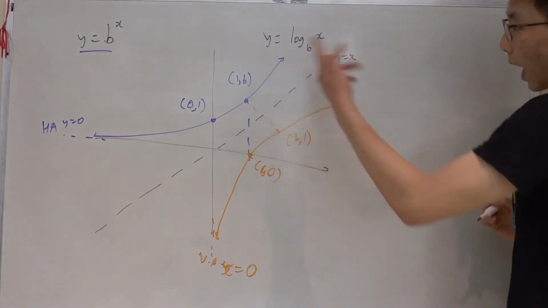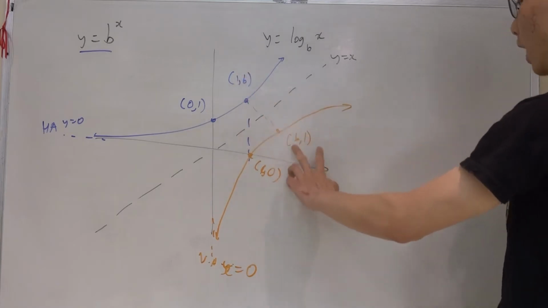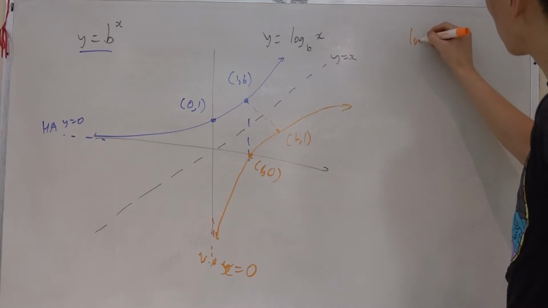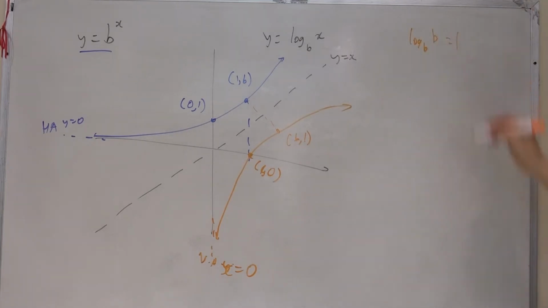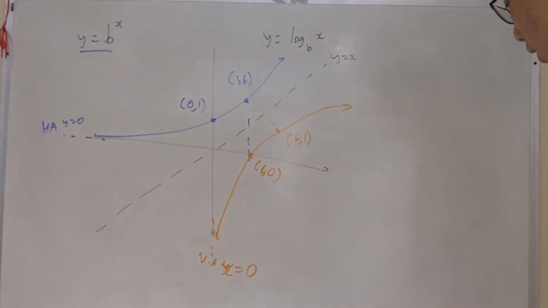You literally flip the x and y coordinates if you want the inverse image. And that just corresponds to the fact that log base b of b is equal to 1. The power that I need to raise b to in order to get b is 1. The answer is the exponent. Okay? Alright, so that being out of the way, let's check whether these functions are injective or not.